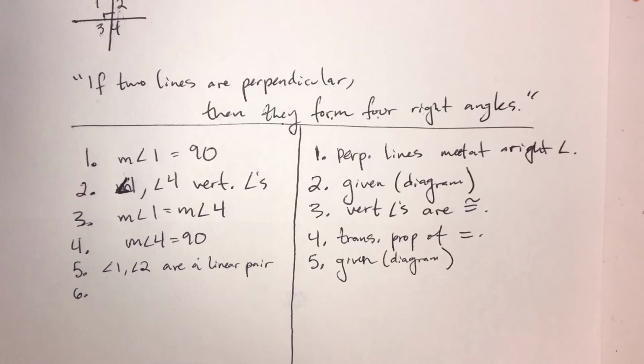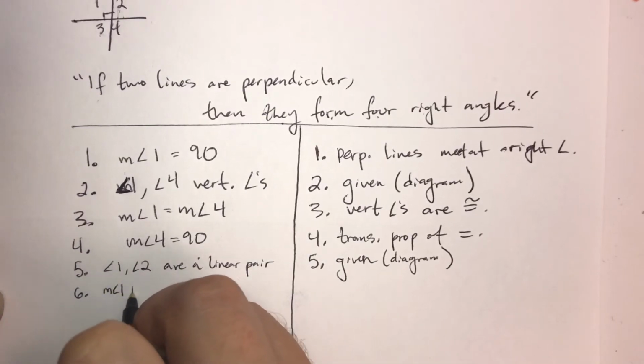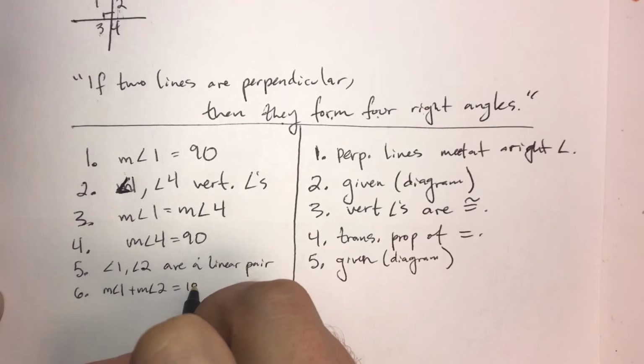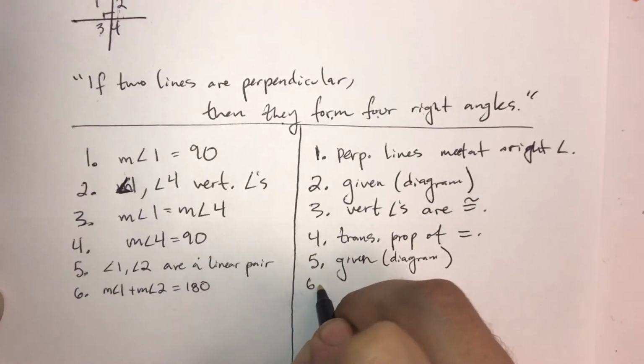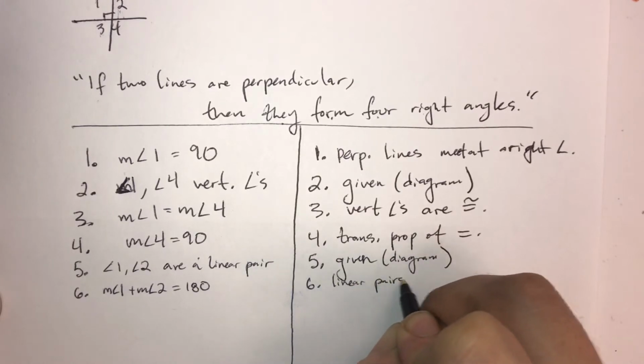For angle 6, let's go ahead and just use theorem 3.1. I can't use theorem 3.1 because it says if two angles in a linear pair are congruent, they are right. But I don't know that they're congruent, so I can't use it. Oh well. However, I do know that they're supplementary, so I know that the measure of angle 1 plus the measure of angle 2 is 180 degrees. That's the fact that linear pairs are supplementary.